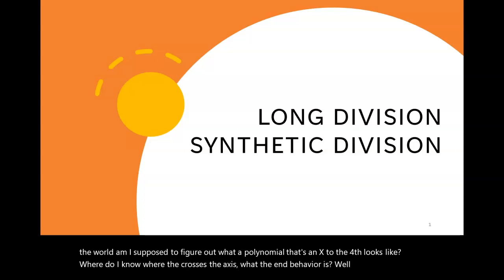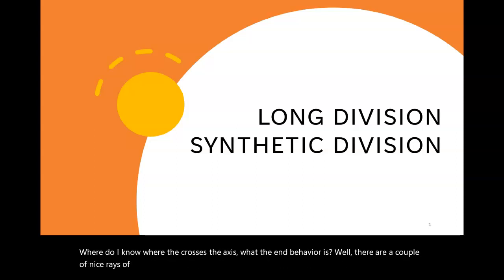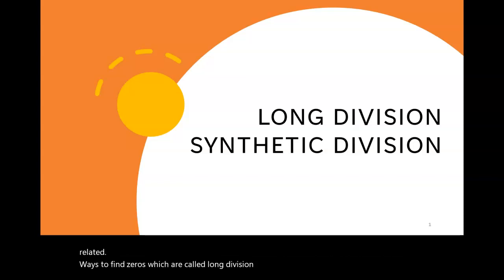Well, there are a couple of nice rays of sunlight coming through in this particular lesson, and those are the related ways to find zeros, which are called long division and synthetic division. We're going to take a look right now.